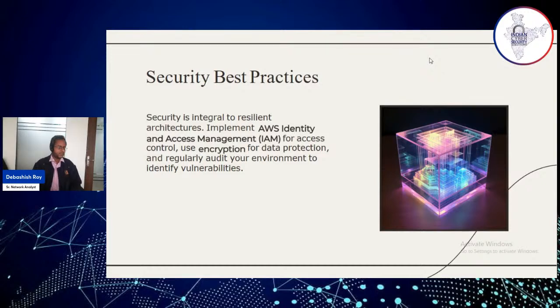What are the security best practices for the cloud? Security is integral and paramount to cloud architecture. For resilient architectures, implement AWS Identity and Access Management (IAM). That is also very crucial for implementing access control in the cloud. Use encryption like KMS for data protection, and regularly audit your environment to identify vulnerabilities, because there can be outside attacks. So to prevent that, you have to implement a robust security mechanism.